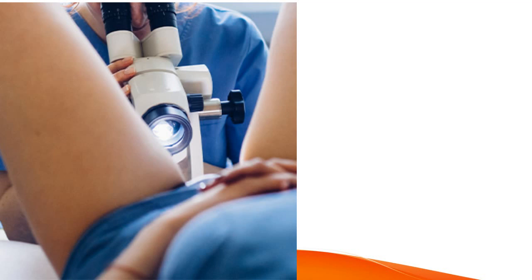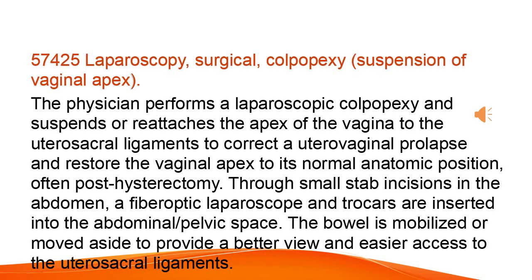Laparoscopy, surgical, colpopexy, suspension of vaginal apex. The physician performs a laparoscopic colpopexy and suspends or reattaches the apex of the vagina to the uterosacral ligaments to correct a uterovaginal prolapse and restore the vaginal apex to its normal anatomic position, often post-hysterectomy. Through small stab incisions in the abdomen, a fiber optic laparoscope and trocars are inserted into the abdominal/pelvic space. The bowel is mobilized or moved aside to provide a better view and easier access to the uterosacral ligaments.